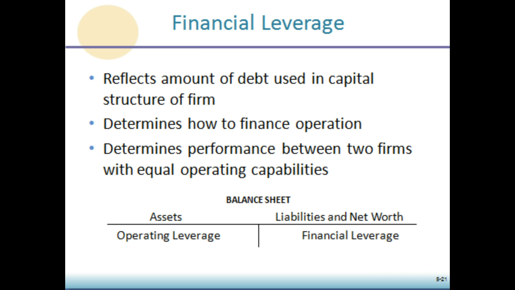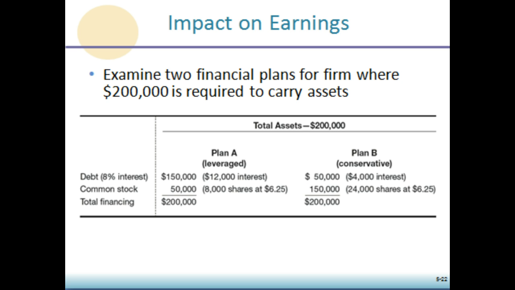Financial leverage is the measure of the amount of debt used in the capital structure of the firm, while operating leverage primarily pertains to the left-hand side of the balance sheet, assets and associated costs. Financial leverage deals with the right-hand side of the balance sheet, liabilities and net worth. Of course, there is impact on earnings.